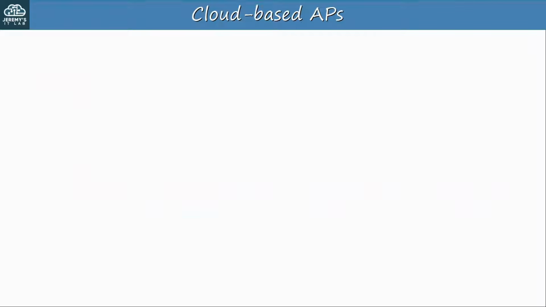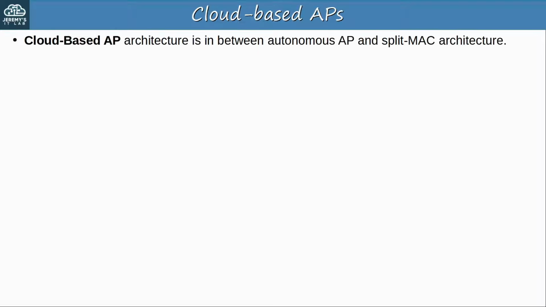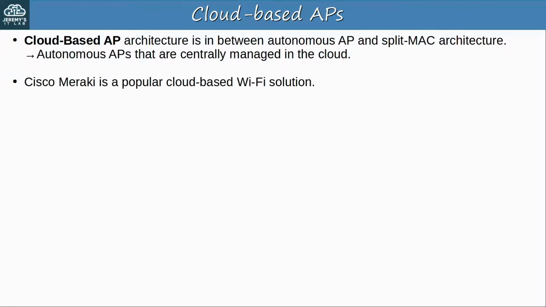Now let's look at the last main type of AP architecture, cloud-based. Cloud-based AP architecture is in between autonomous AP and split MAC architecture in terms of how it functions. Basically, it involves autonomous APs that are centrally managed in the cloud. An example is Cisco Meraki, and because the CCNA is a Cisco exam, that's probably the one you should be aware of for the CCNA.